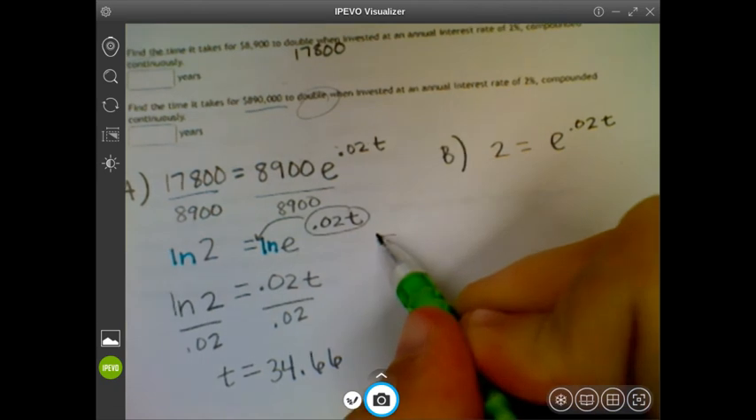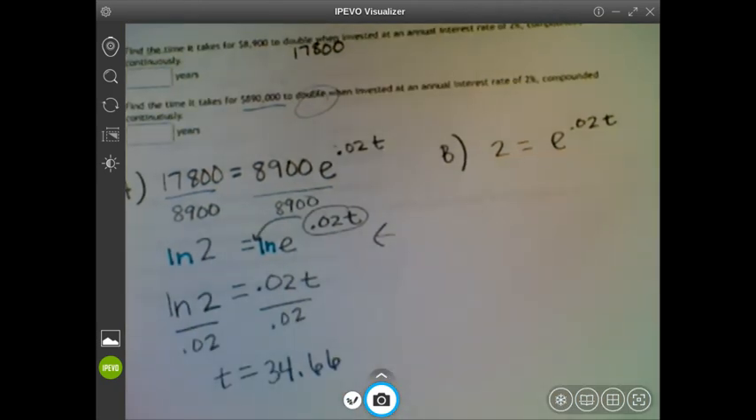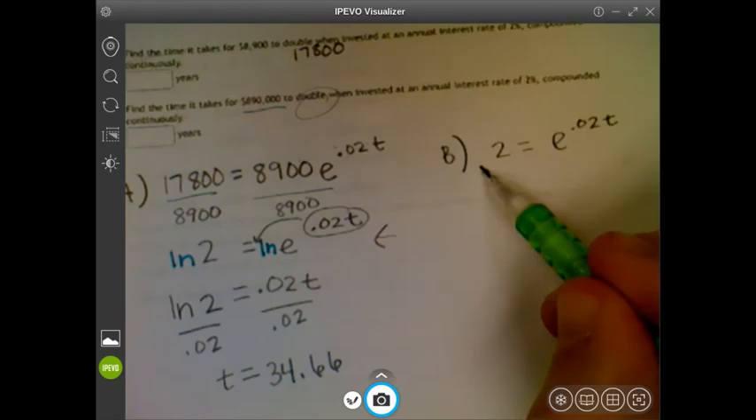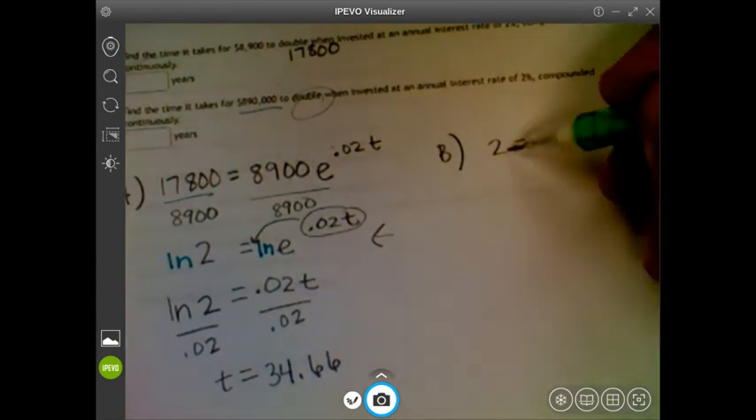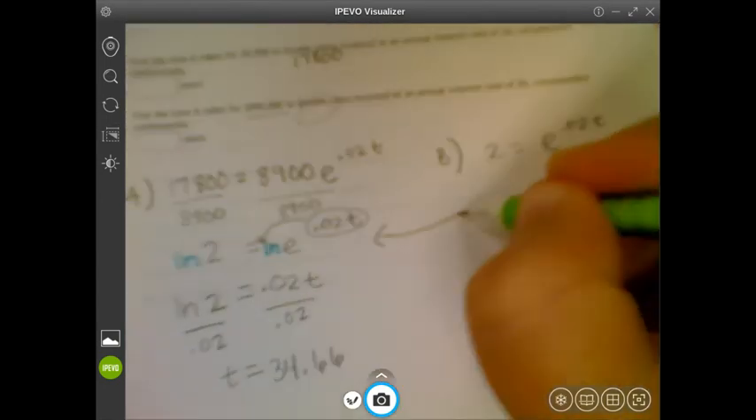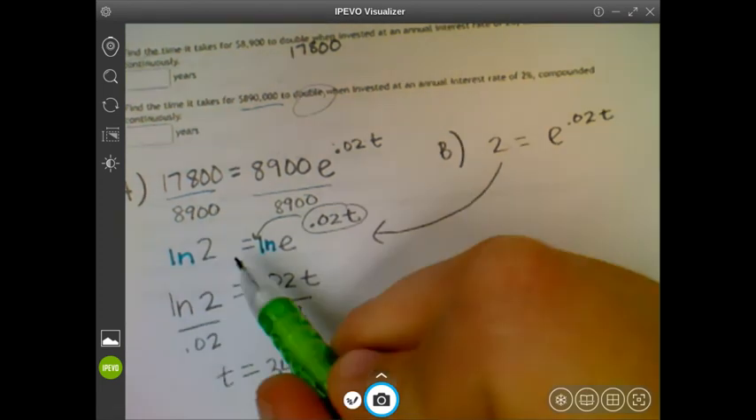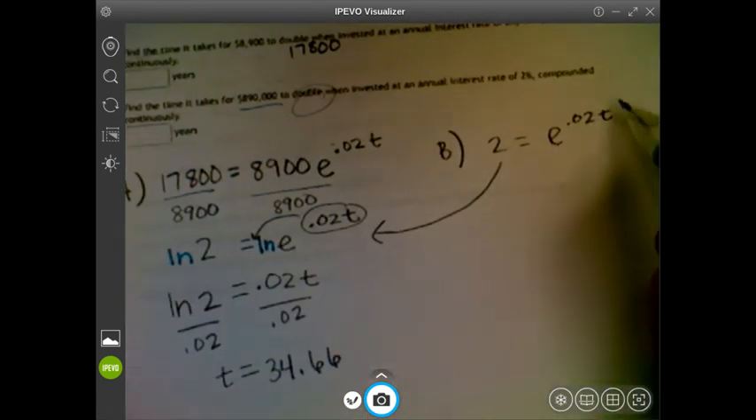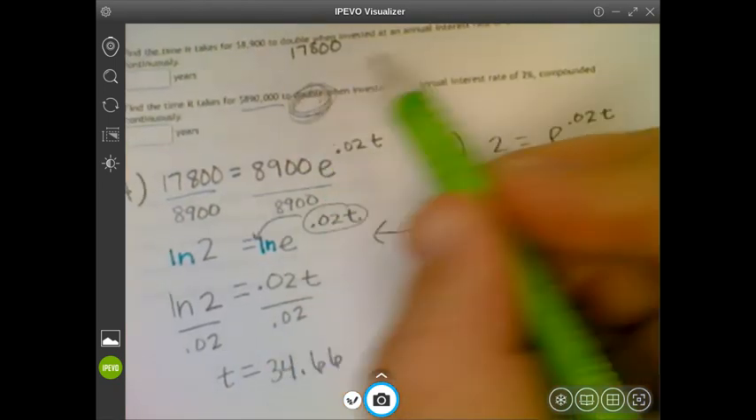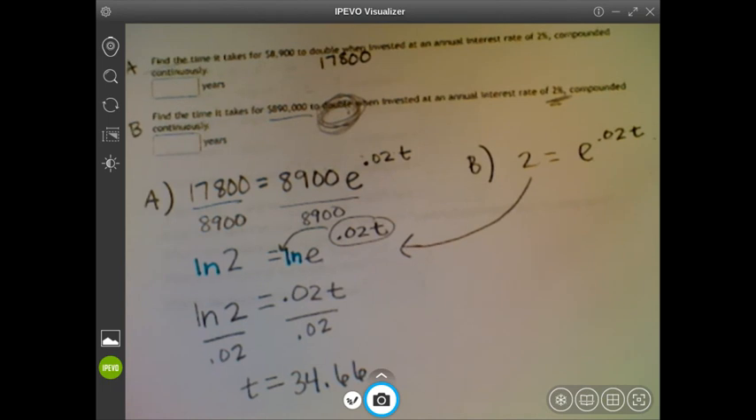You'll be at this line, because it doesn't matter the amount that you start with, right? If it doubles, when you do the division, you'll always get 2. And so technically this question is the same as this line, isn't it? We should expect to get the exact same answer, because we had 2 equals e to the 0.02t. It doesn't matter how much money you're putting in. If you're doubling it and you have the same rate every single time, then you should expect it to be the same amount of time.